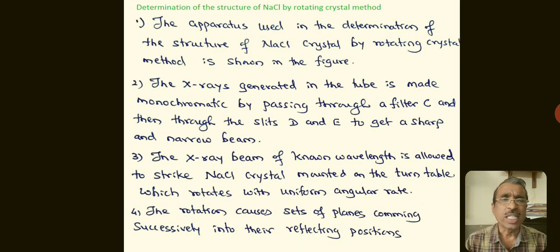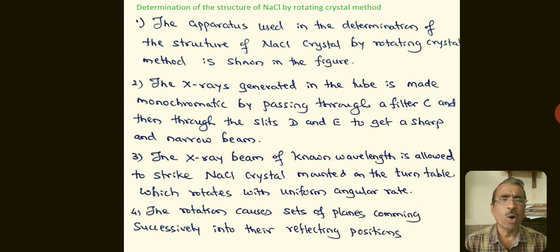Now let us discuss how this can be done, that is, the determination of the structure of sodium chloride by the rotating crystal method. The apparatus used in the determination of the structure of the sodium chloride crystal by the rotating crystal method is shown in the figure. I have shown three figures, and you can refer to any one. The X-rays generated in the tube are made monochromatic by passing through a filter C and then through the slits D and E to get a sharp and narrow beam.